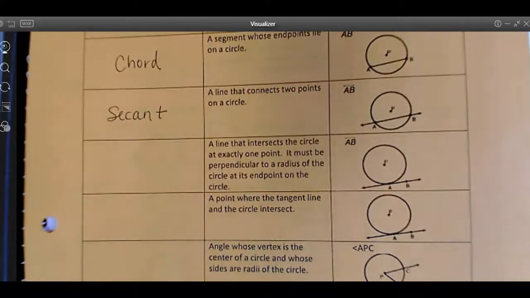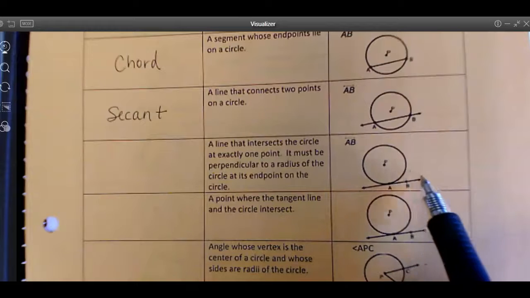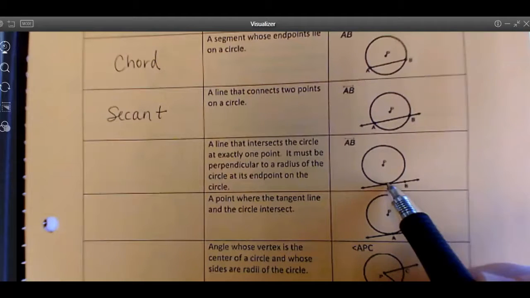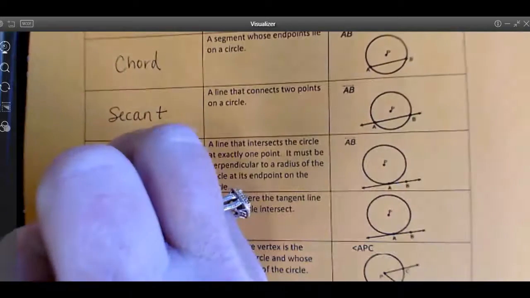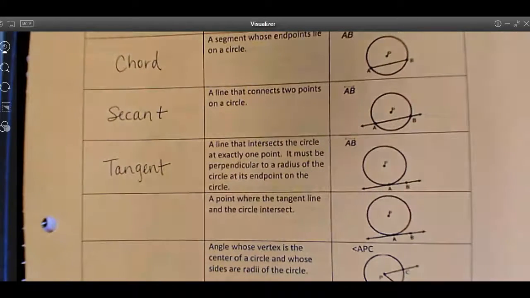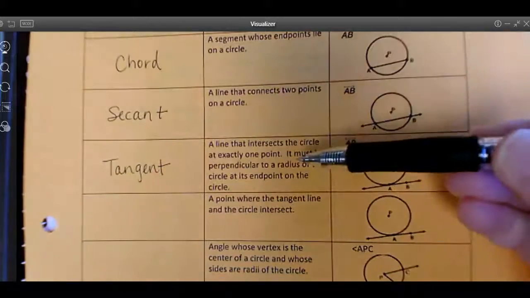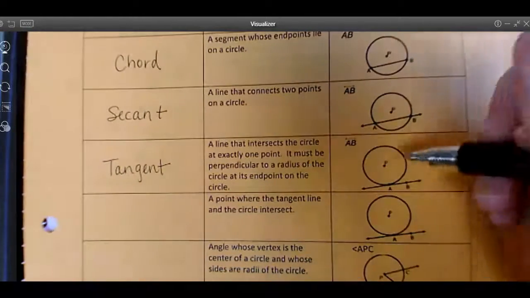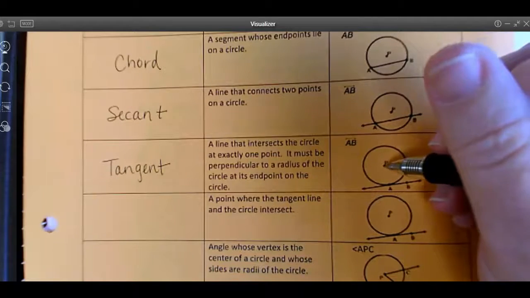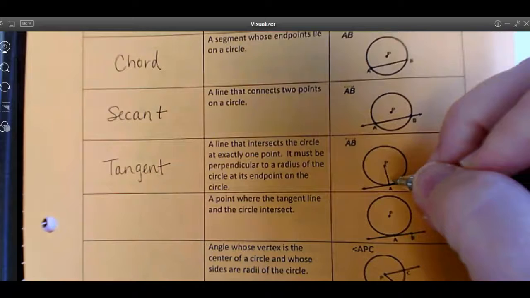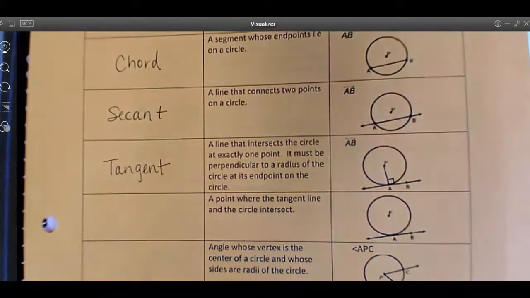Okay, the next one is a line that touches the circle. It only touches the circle at 1 point. This line is called the tangent. It also tells you that it is perpendicular to the radius at the circle at its endpoint. That means that if I connected the radius to the place that it's tangent, that it would be perpendicular right there. Okay? That the angle is 90 degrees. And that'll be important later.